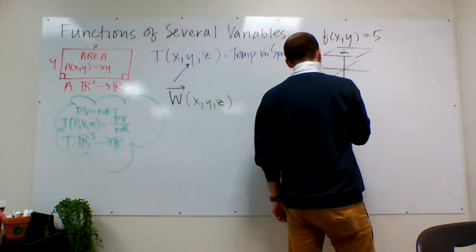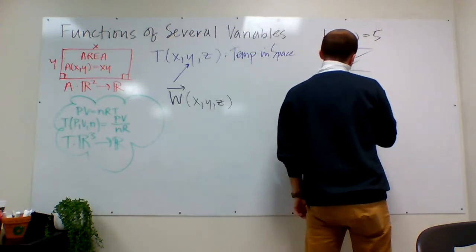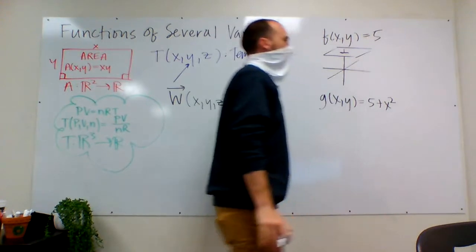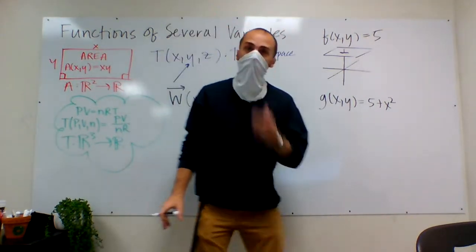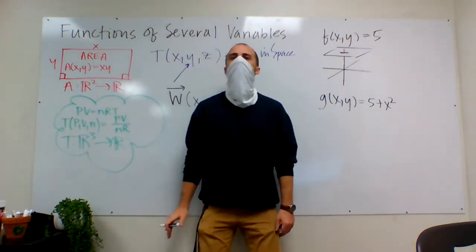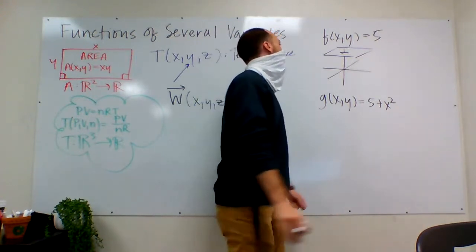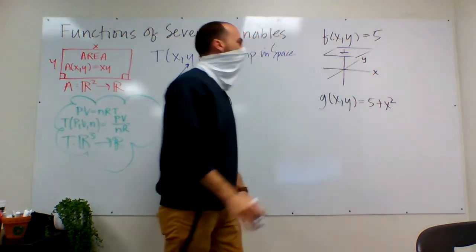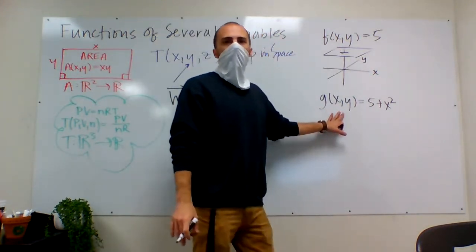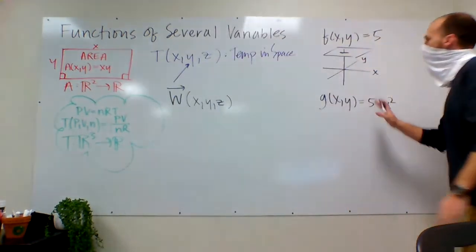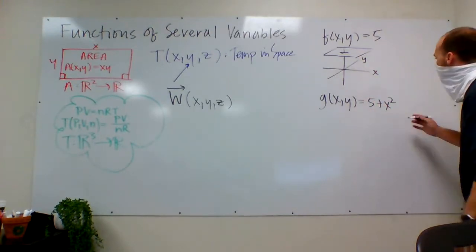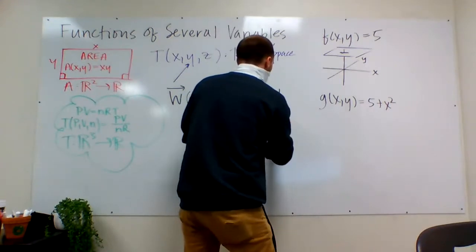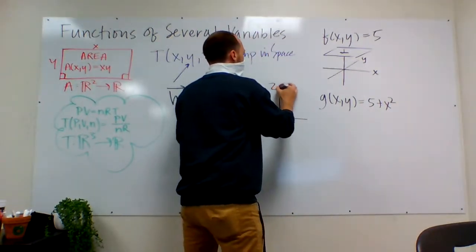And then another function I might be interested in talking about, g of x and y, is 5 plus x squared. Okay? This one I'm not going to draw you a picture of, because this one doesn't really care about what y is doing. So if I have x and y, I'm going to take y out of the situation, not out of the equation, and I'm going to graph z versus x.